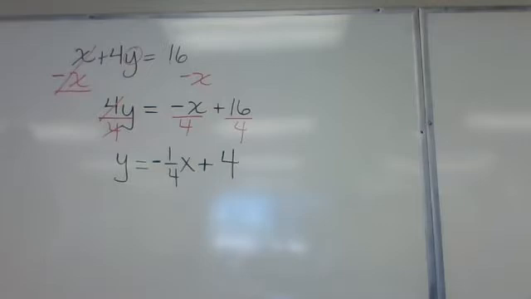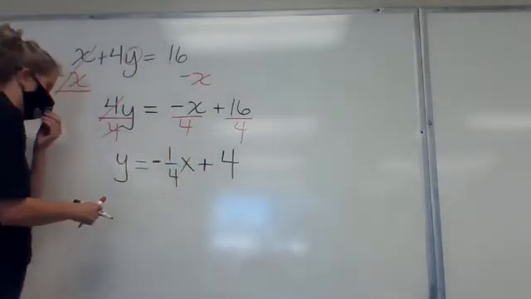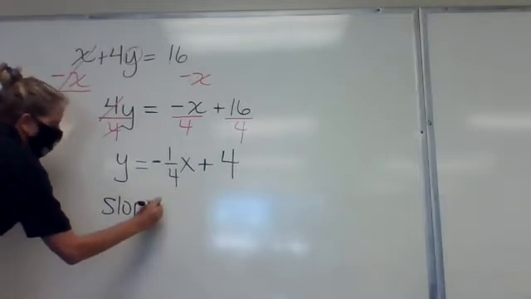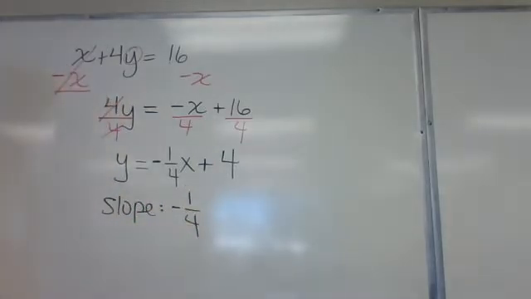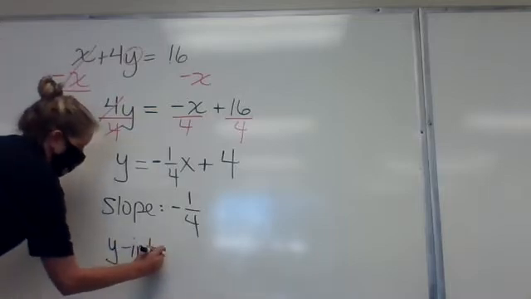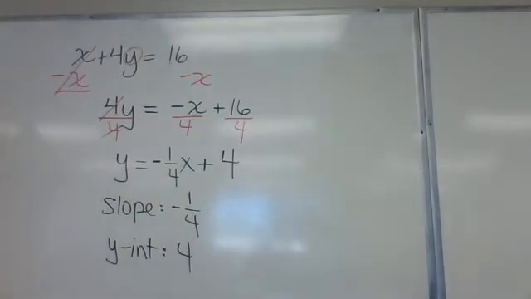So now that we've put it in, y equals, here's your mx plus b. So the slope is the number hooked onto the x. So what will that be? Negative 1/4. Good. Negative 1/4. And then your y-intercept is 4. Y-intercept, positive 4. I don't think you got to work these out.